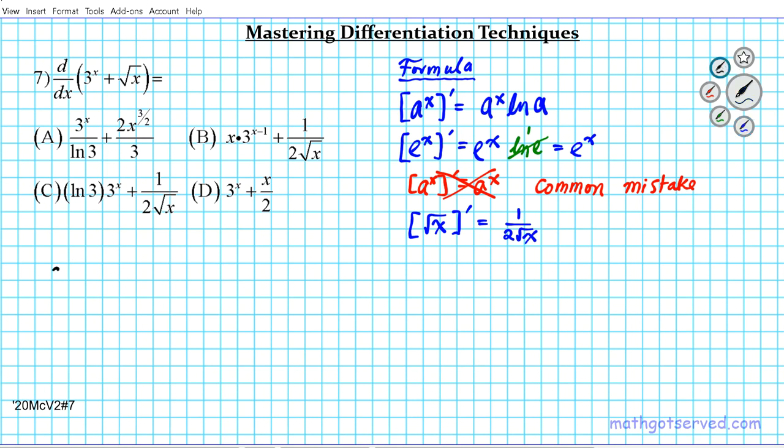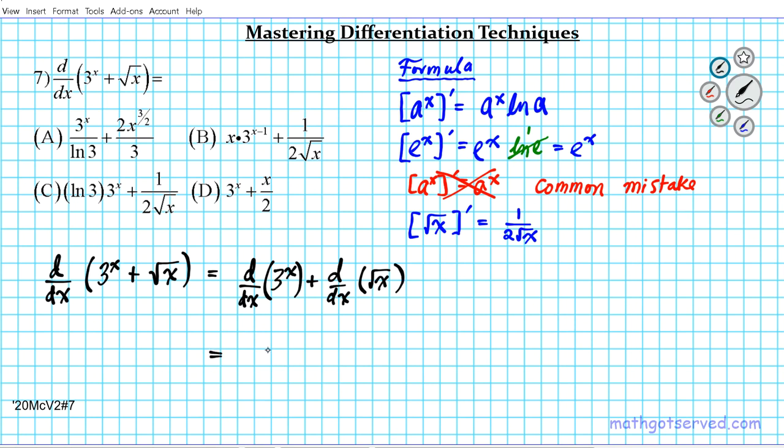So in this problem, we're looking for the derivative with respect to x of 3 to the x, the exponential function, plus your radical function root x. All right, so applying the sum and difference rules for derivatives, we're just going to differentiate them individually. Find the derivative of 3 to the x, and then add on the derivative of the square root of x. Okay, and what's the derivative of 3 to the x? It's 3 to the x times the natural logarithm of the base, which is 3.